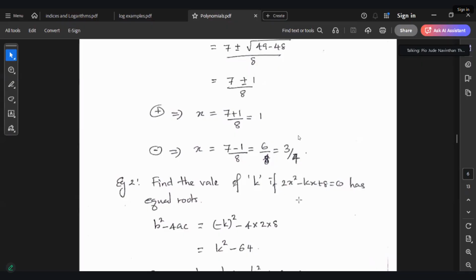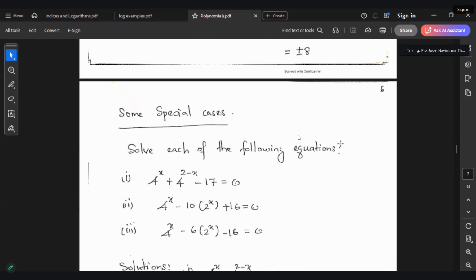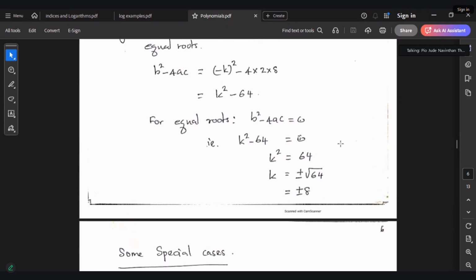If we have 2x squared plus 8x plus 8 minus 8x plus 8 is equal to 0, that also has the same root, right? That is why we are having this plus or minus 8. So I think today is loaded, no?